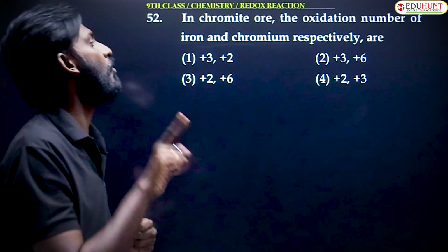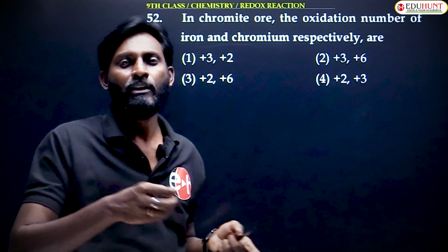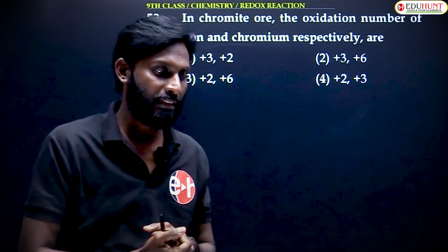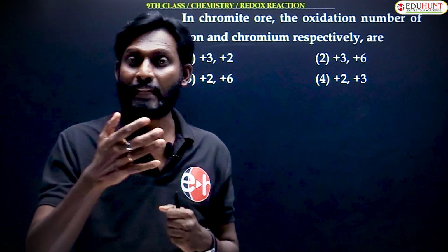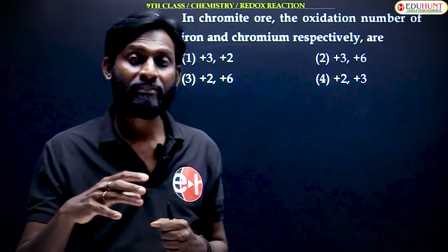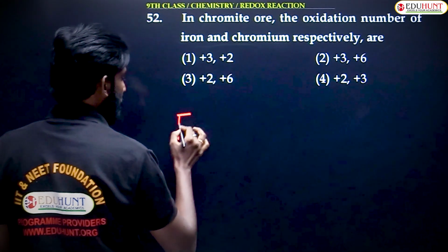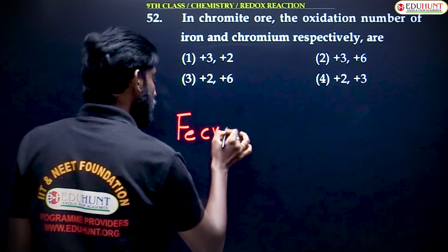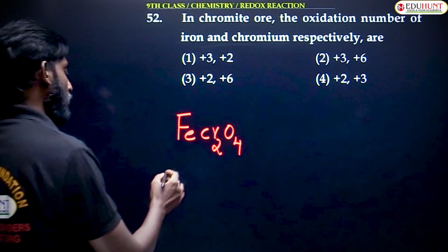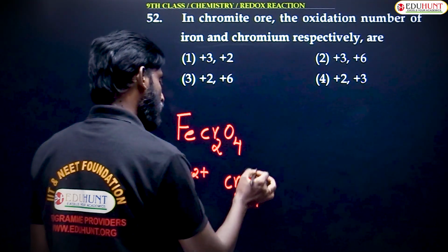In chromite ore, the oxidation number of iron and chromium. See, to answer this, you must be familiar with what chromite ore is. There are chapters in intermediate like metallurgy. There you will get familiar with the formula or the name chromite ore. It will be FeCr2O4. So it will be like Fe 2 plus and Cr2O4 2 negative.